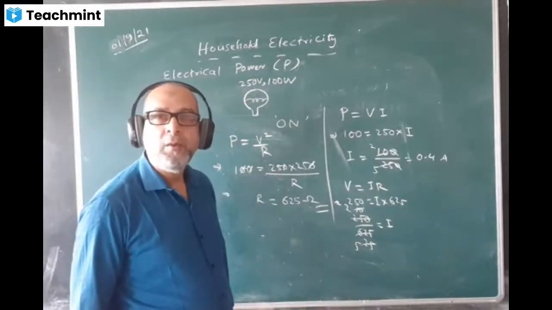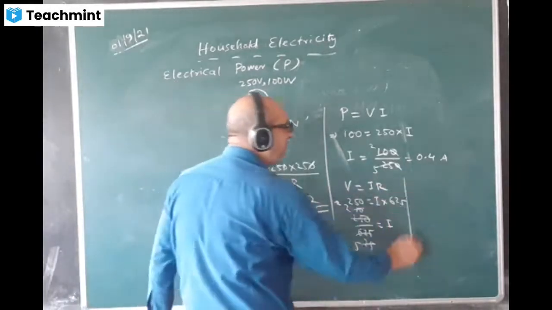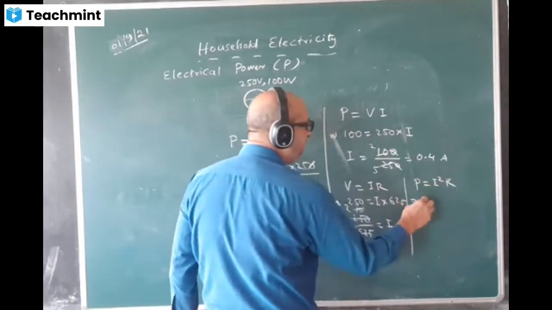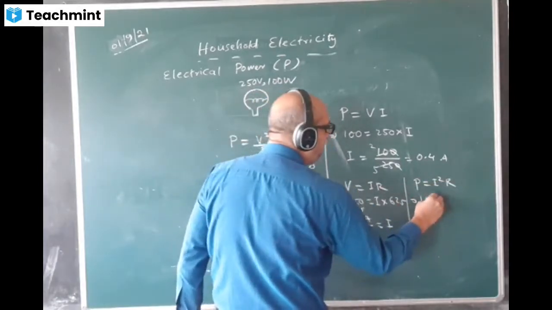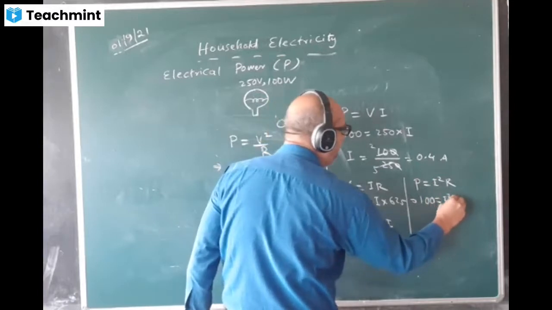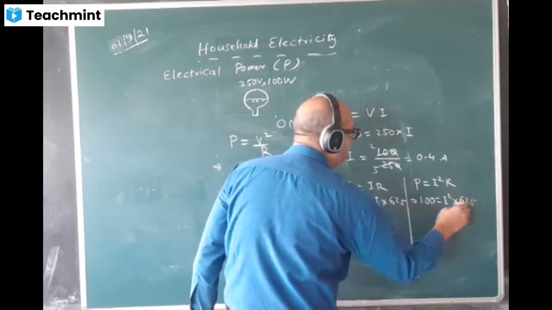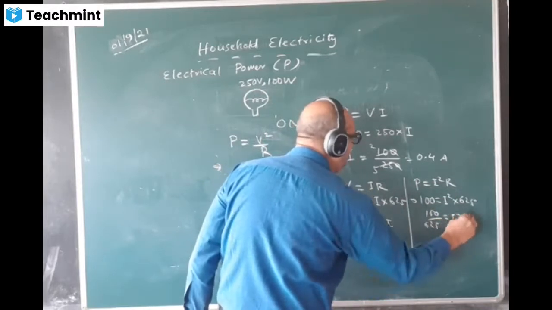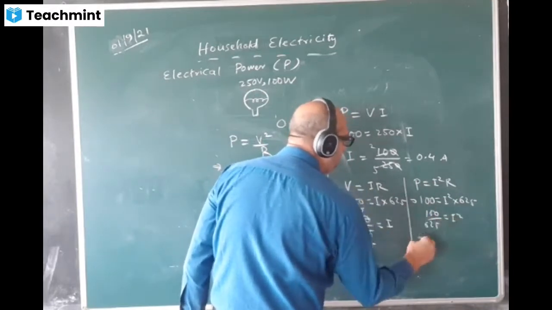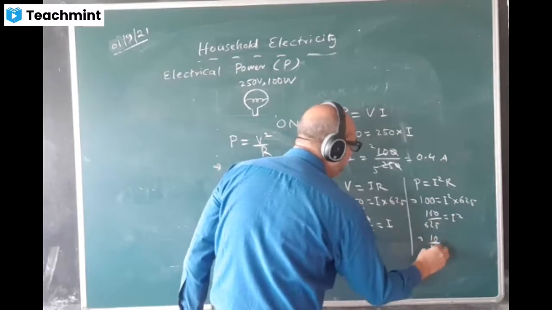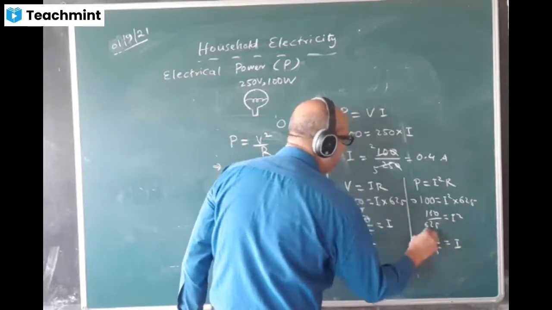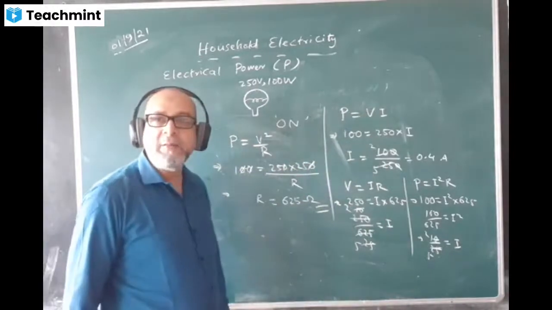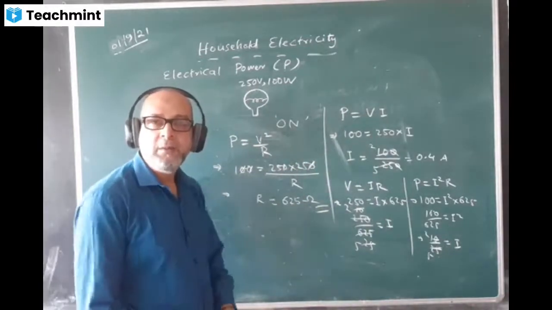Or even if you use the formula P equal to I square R, then also you will get the same answer. Power value is how much? 100. I we have to find. R is 625. 100 by 625 is the value of I square. Square will go, root will come. 10 by 25 is the value of I. Cancel 5 2s are 10, 5 5s are 25, so 2 by 5. Same thing will come. Either of the methods you can use and you get it.